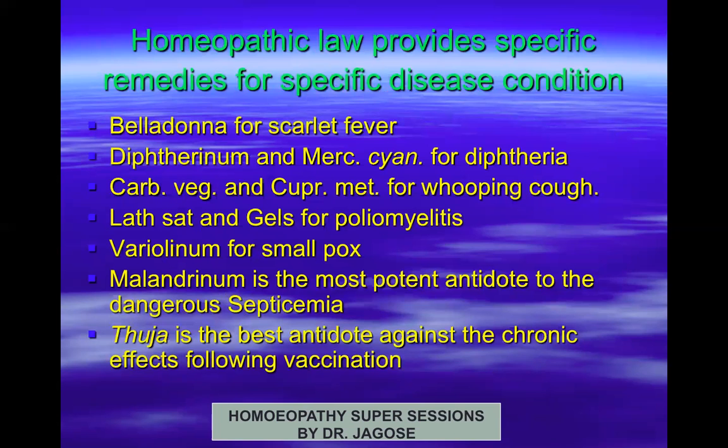Homeopathic law provides specific remedies for specific disease conditions. So if you read this book, he has given many examples. For example, belladonna for scarlet fever, diphtherinum and mercurius cyanatus for diphtheria, carbo vegetabilis and cuprum metallicum for whooping cough, Lathyrus sativus and gelsemium for poliomyelitis, variolinum for smallpox. Malandrinum is the most potent antidote to the dangerous septicemia, and Thuja is the best antidote against chronic effects following vaccination.